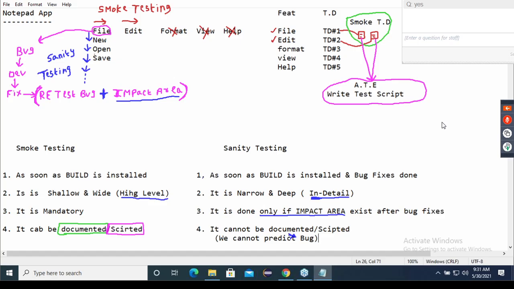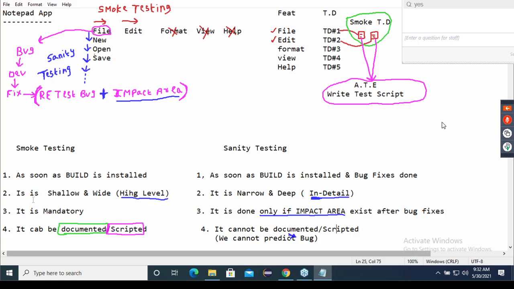When it cannot be documented, it cannot be scripted also. Script spelling is wrong, no one told me. Scripted, I think. Oh, scripted. So when it cannot be documented, obviously it cannot be scripted also. Is it clear, guys? Have you understood the difference between smoke and sanity? Why is it called the same? I'll talk later.